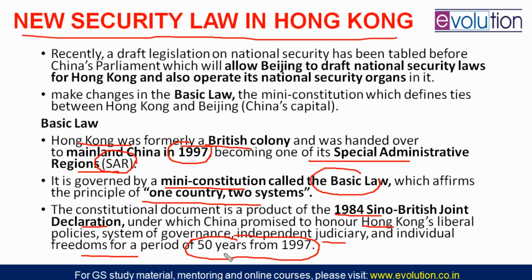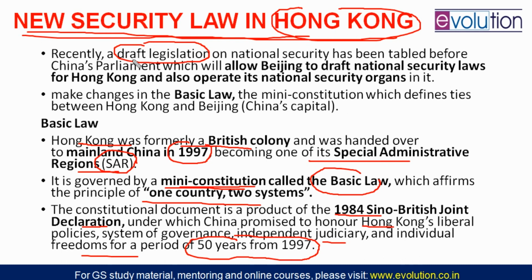But now there are some protests because China wants to have full control over this territory. In that full control process only, China has drafted a new security law in Hong Kong. For drafting a new security law in Hong Kong, China needs to make some amendment in Basic Law, the mini constitution for the special administrative regions. So this is a draft legislation. When the news came, it was at the draft stage. Now it is at the act stage or something. So you should Google for that.